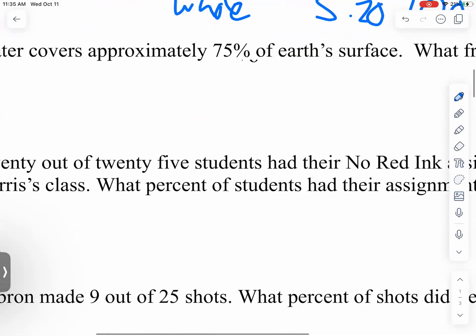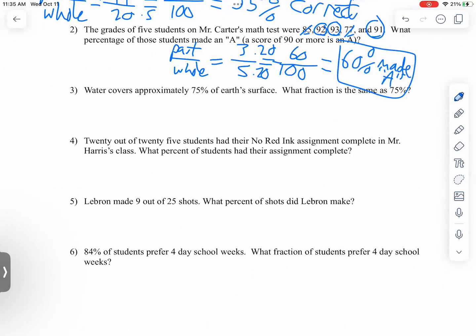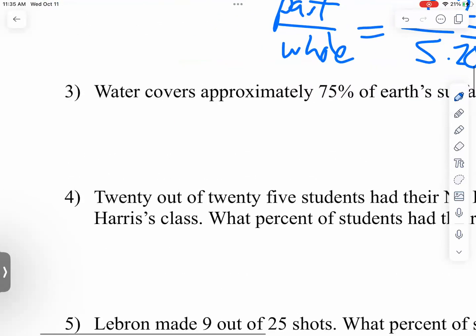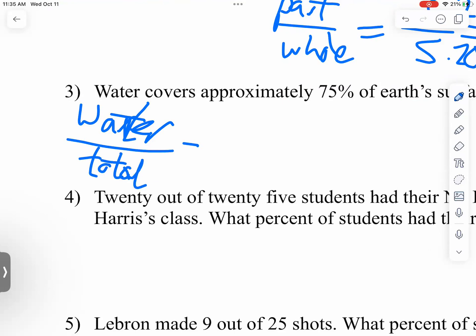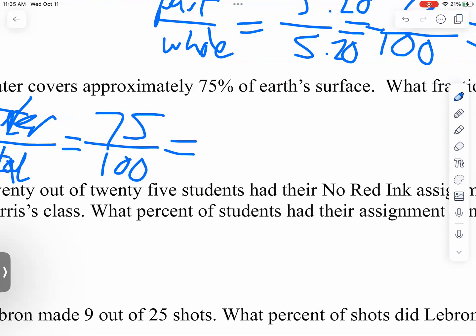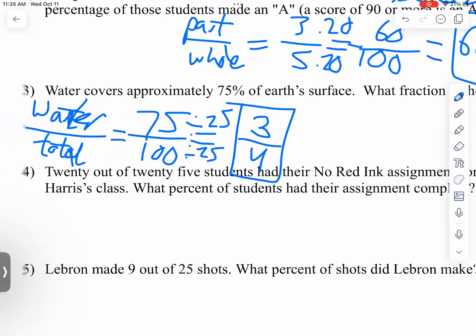All right. Next one, water covers approximately 75% of Earth's surface. What fraction is the same as 75%? So you could put part over whole. I'm gonna put water over total here. Okay, so 75% is gonna be percents. Remember our ratio out of 100. So now we're just trying to reduce it. So we're going the other direction here. So what do we divide by? Well, factor of 75 and 100. Could go with 5, but the better one, the greatest common factor will be 25. So it's going to leave us with 3/4 is covered with water.